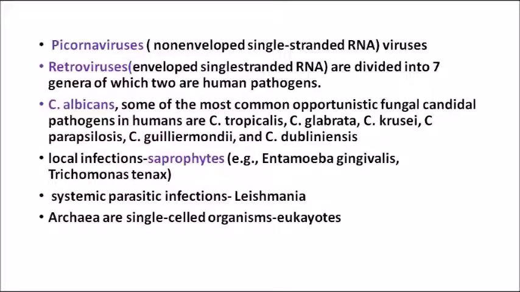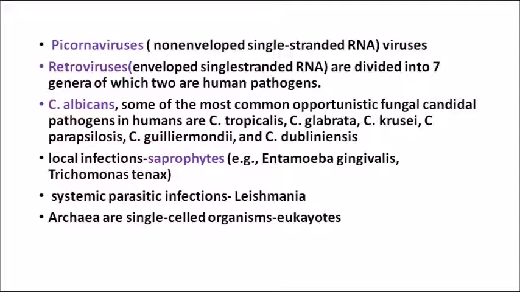Then we have picornaviruses. Picornavirus is also a non-enveloped virus, but it is a single-stranded RNA virus. Then we have retrovirus, which is a single-stranded RNA virus again, but enveloped. There are 7 genera of the retroviruses. Then we have fungi. We have Candida albicans, which is the most common opportunistic fungal organism. Not just Candida albicans, we also have Candida tropicalis, glabrata, krusei, dubliniensis, and most of the Candida species. We also have saprophytes, which cause local infections, like Entamoeba gingivalis and Trichomonas tenax.